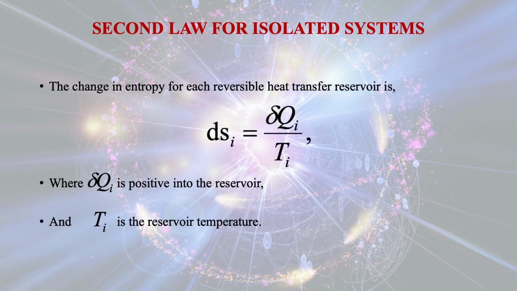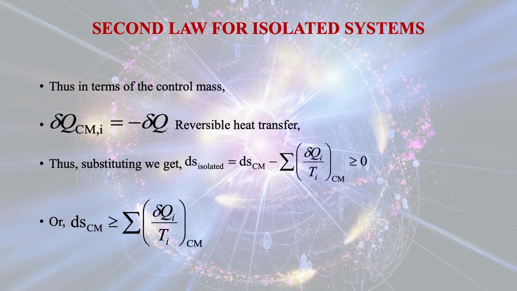The change in entropy for each reversible heat transfer of reservoir is dSi equal to del Qi by Ti. Here we have given the subscript i, that is the case for the ith reservoir, because in our diagrams we have considered two reversible heat reservoirs and two reversible work reservoirs, but there may be several heat reservoirs. So for the ith case, dSi, that is the change in entropy for the ith reservoir, is equal to del Qi divided by Ti, where del Qi is positive into the reservoir and Ti is the reservoir temperature, and obviously the temperature is the temperature of the boundary.